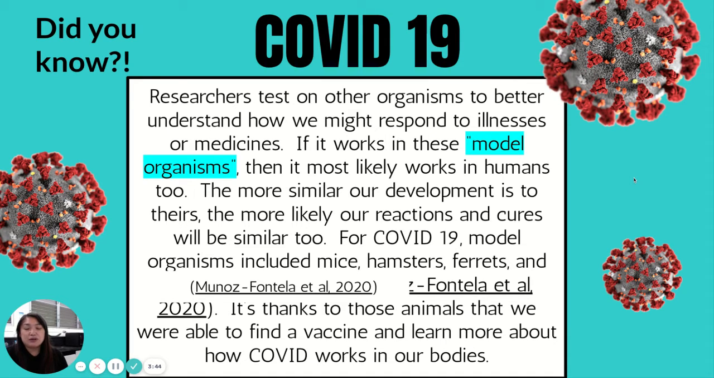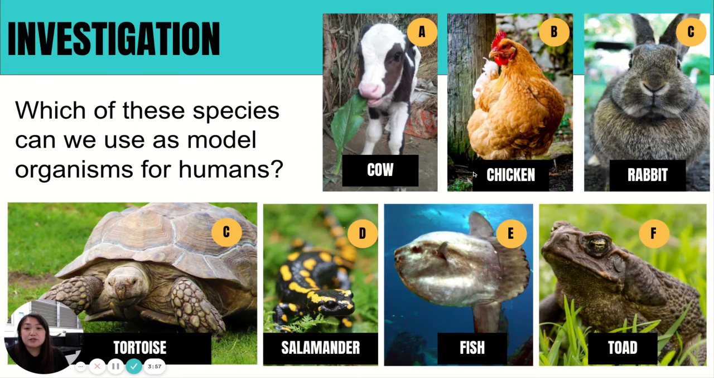And then also you can read about COVID-19, how the vaccine was developed and how we used model organisms in order to figure out what vaccines might be effective and to even just learn more about COVID-19 in the first place. So what you're going to be doing is figuring out which of these species we can use as a model organism for humans. So model organism means that we share a lot in our early stages of development with these animals.